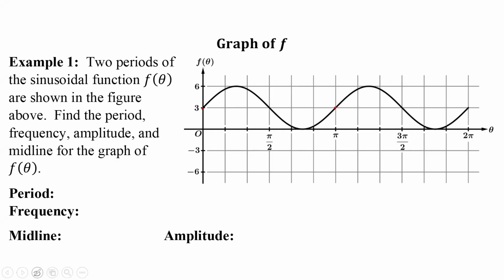So let me highlight. So that's 1. The period is going to be pi. So how long did it take me? Pi. Your frequency is the reciprocal of your period. Frequency equals 1 over your period. So therefore, this is 1 over pi. Easy enough?